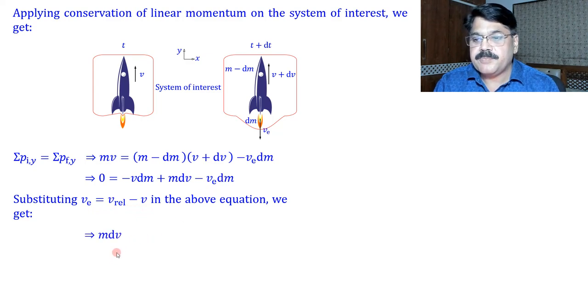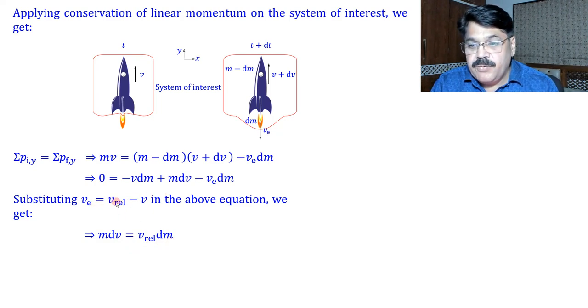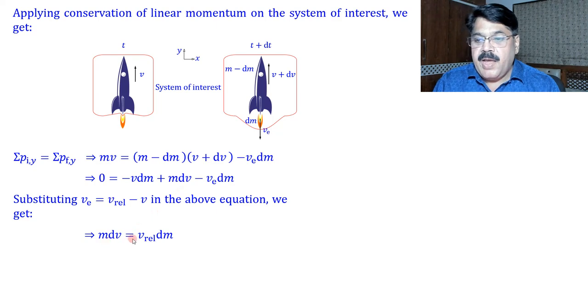So there is a very simple way, and we substitute v relative minus v for ve in the v dm term. So what do we get? If you write v relative minus v, so v relative dm minus v dm plus v dm. So minus v dm and plus v dm will cancel out. So we have two terms only, m dv minus v relative dm. So what we get is m dv is equal to v relative dm.